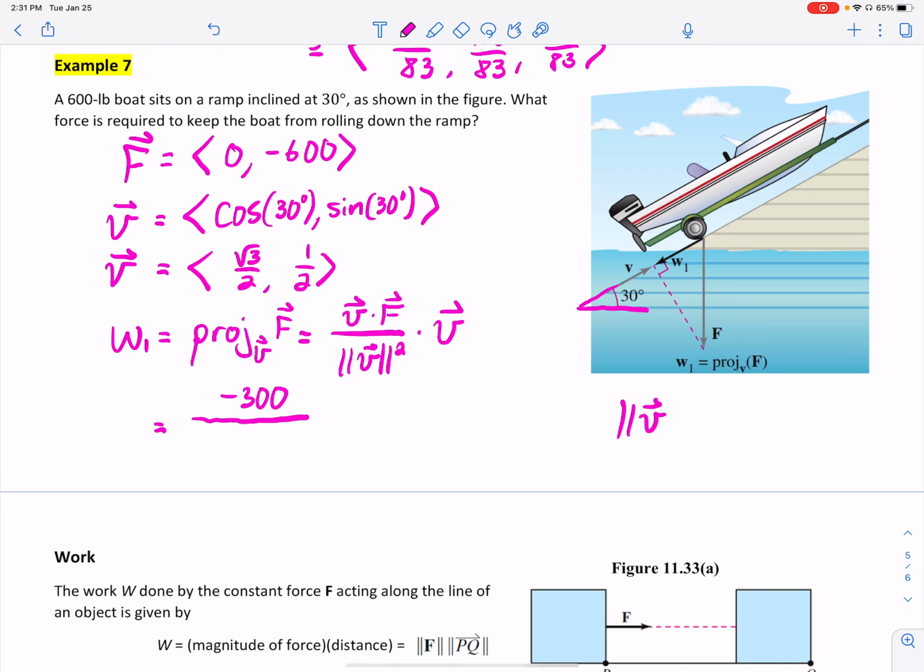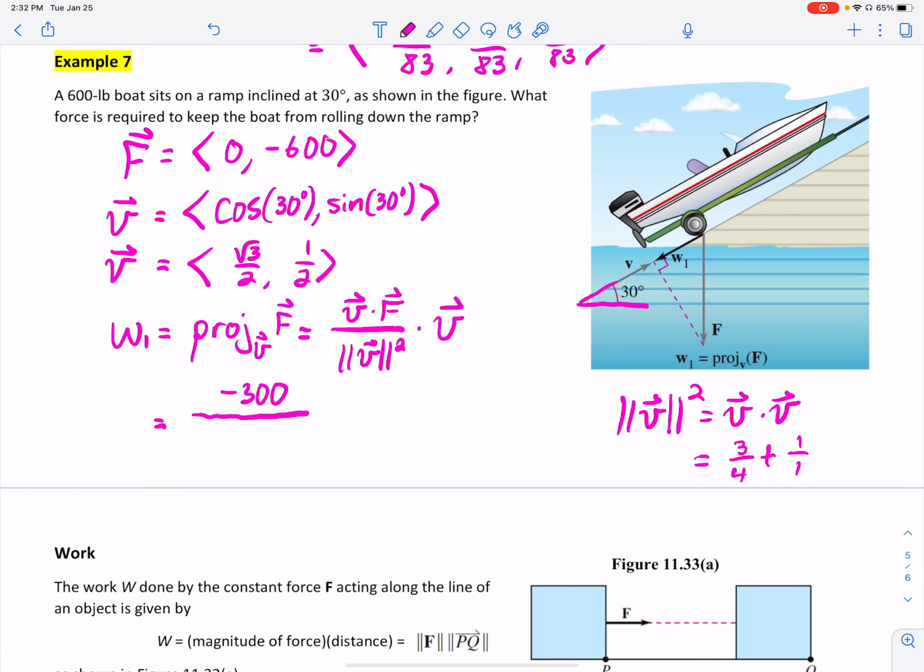The bottom is just the magnitude of v squared, which is just the dot product of v with itself. So looking at v, let's go ahead and work this out over here. I got radical 3 over 2 squared, which gets me 3 over 4. Then I add it to 1 over 2 squared, so it's 1 over 4. So I know this is equal to 1. That makes my life easy, your life easy. So that's the part in parentheses. That's the non-vector part, times vector v.